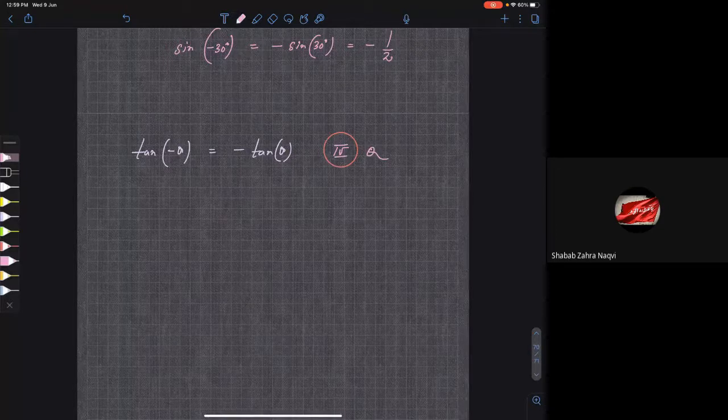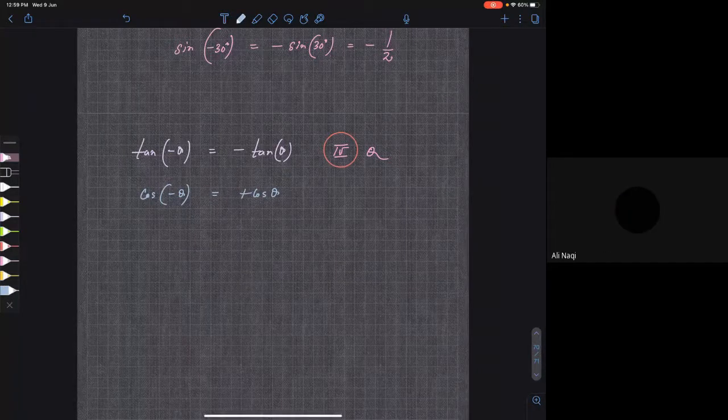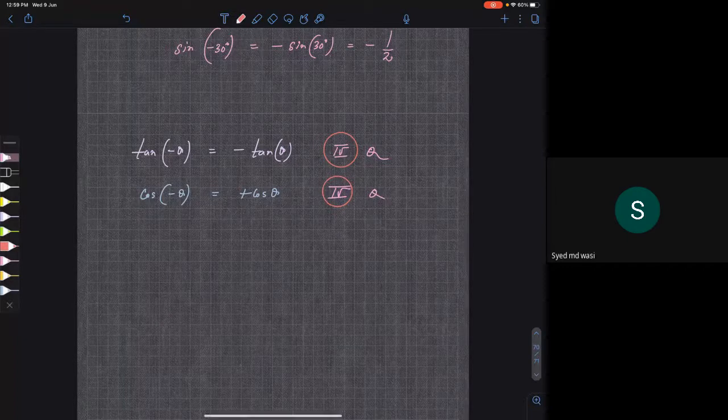Okay, now tell me, what is cos of minus theta? Plus cos theta. It is plus cos theta. Why? Because cos is positive in the fourth quadrant. Now it doesn't matter if you have other angles like 120 degrees or 130 degrees in theta. They will somehow take care of themselves. You are getting my point?